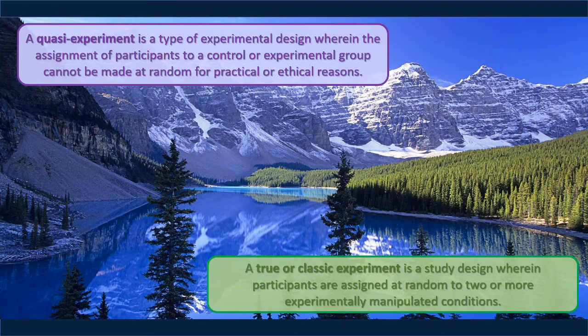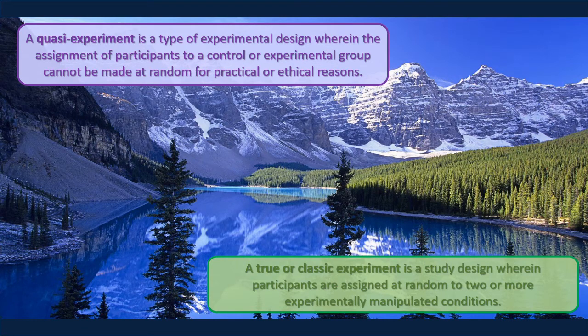Here's a review from our last module and part 1 of experiments. Remember I talked about the differences between quasi-experiments and classic or true experiments. I told you that quasi-experiments resemble true experiments, but the major difference is how participants are assigned to the conditions. In quasi-experiments, participants are assigned to manipulated conditions not at random.